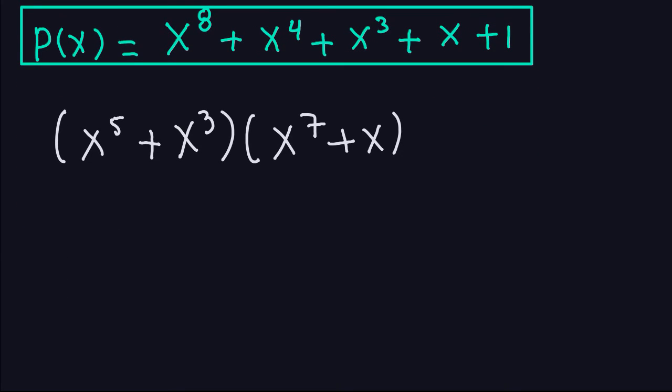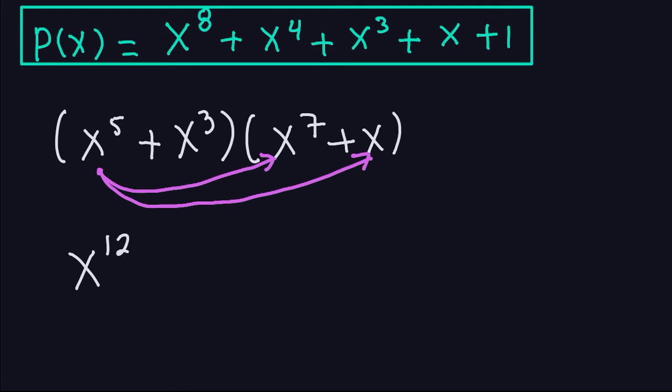Normally, when we multiply polynomials, we're going to FOIL this. We take x to the fifth, multiply by x to the 7, and x to the fifth also multiplied by x. Let's write down the result. x to the fifth times x to the 7: remember, you add the exponents, so 5 plus 7 is x to the 12. Now, x to the fifth multiplied by x is x to the sixth power, so plus x to the sixth power.